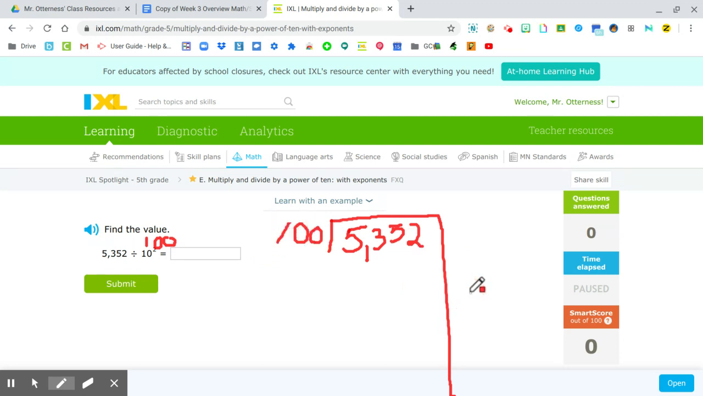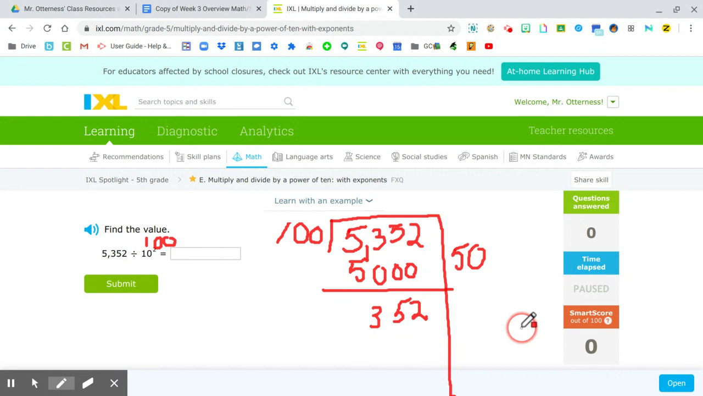5 groups. That would be 500. 50 groups. 50 groups of 100. Yeah. So I'm going to start by taking 50 groups of 100 out, which of course I know is 5,000. All right, we've just divided 50 groups out of the total, and what's left over? Well, 352.